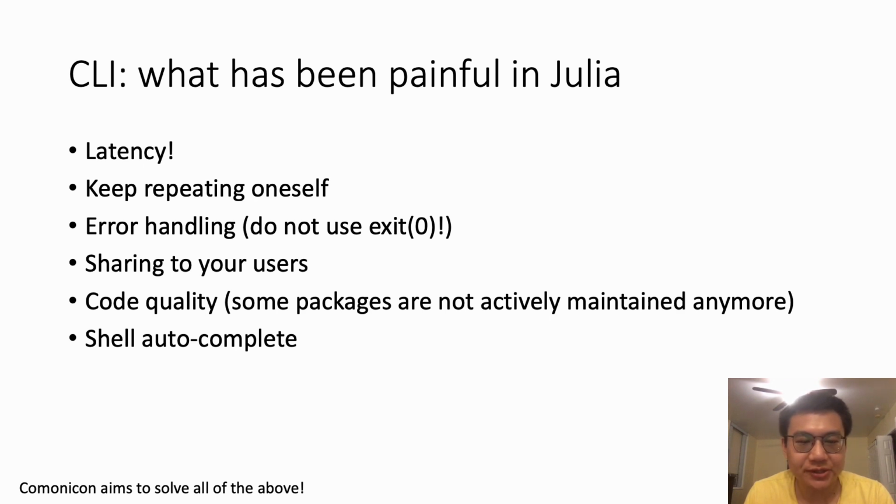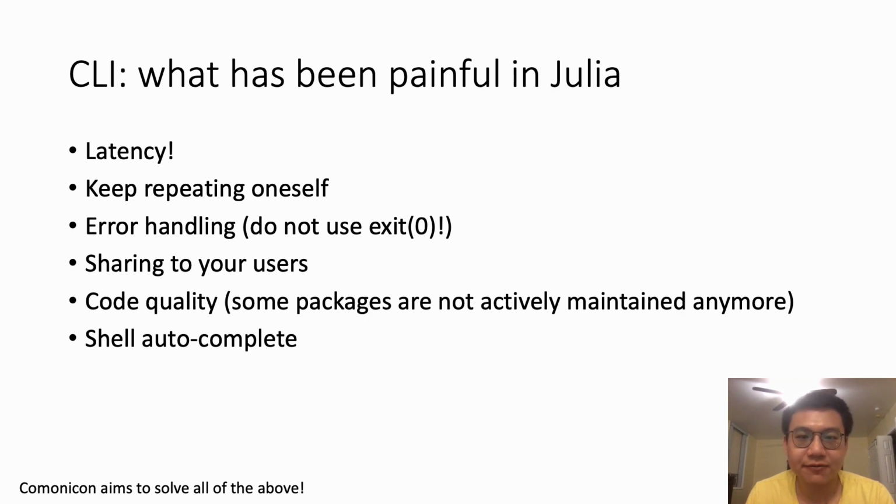First, and most frequently encountered, is the latency issue. That's well known. Julia has quite bad startup latency due to just-in-time compilation, and because some of the compile results are not cached, it's usually quite slow for scripting or these CLI applications.